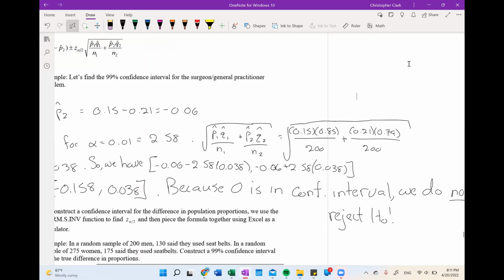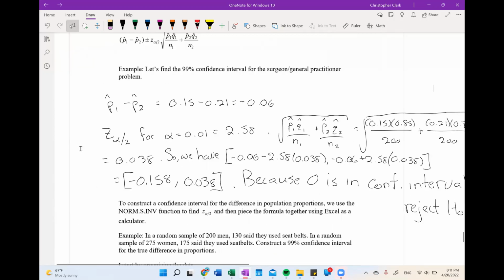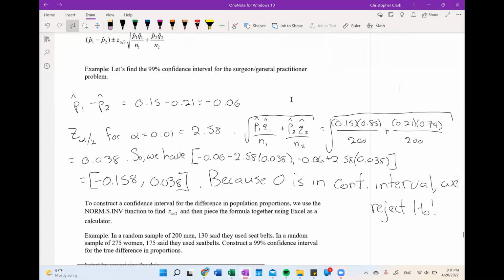So now we're going to calculate our standard error. So the square root of P1 hat, Q1 hat over N1 plus P2 hat, Q2 hat over N2. And we get 0.15 times 1 minus that, which is 0.85, divided by 200. And then our P2 hat is 0.21. Q2 hat is going to be 1 minus that, so 0.79 over 200. If we do that whole square root, we get a nice 0.038.